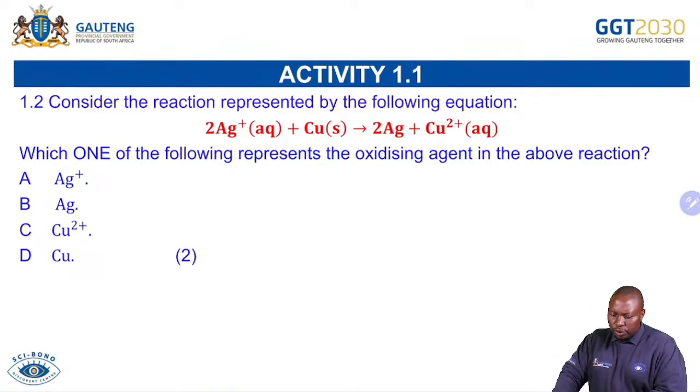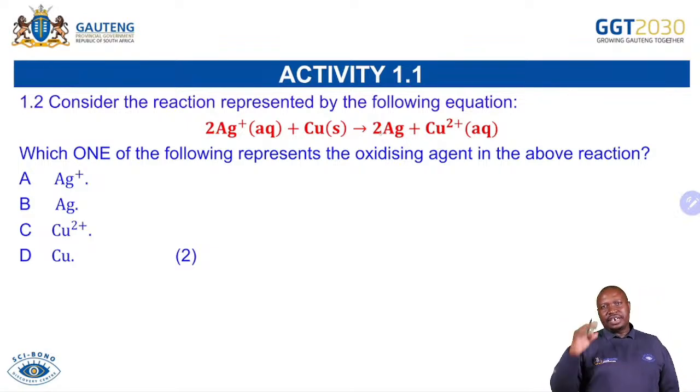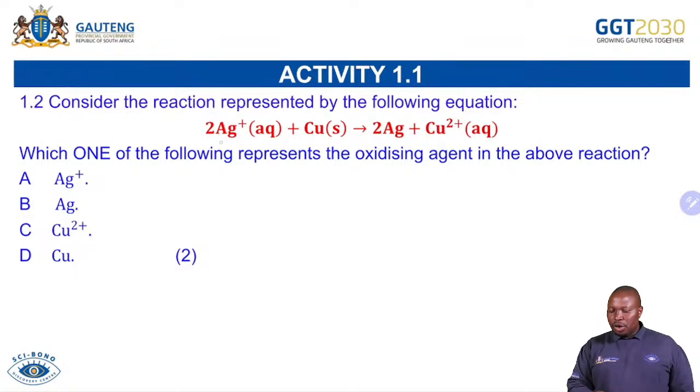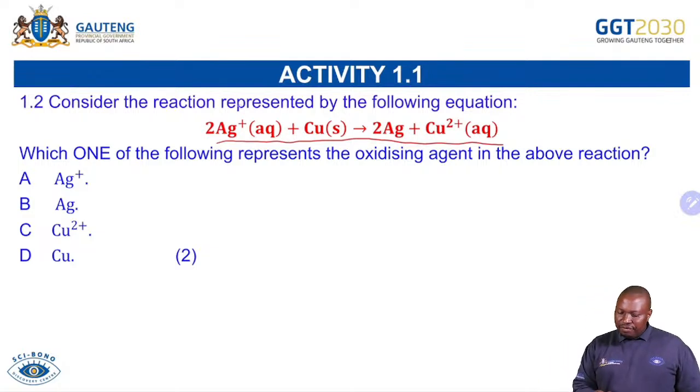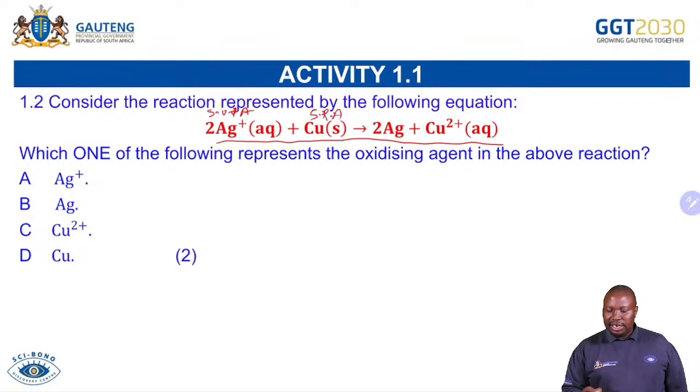And if I can quickly go through the questions as we wrap up: consider the reaction represented by the following equation: 2Ag+ plus Cu, forming 2Ag plus Cu2+. Now here, learners, we want to emphasize that the question can come in different ways. Here you are seeing we're having an overall or net cell reaction. On the reactant side all the time, we're having a stronger oxidizing agent, which is positive, which is Ag+, and a stronger reducing agent. Remember, your reducing agents are your metals that you find on the right of Table 4A or 4B.